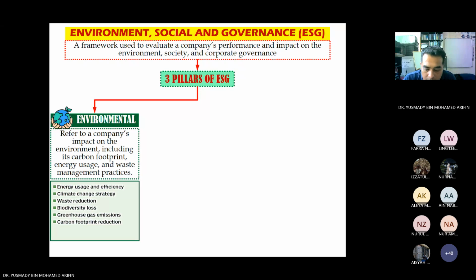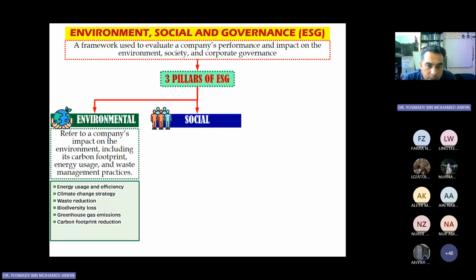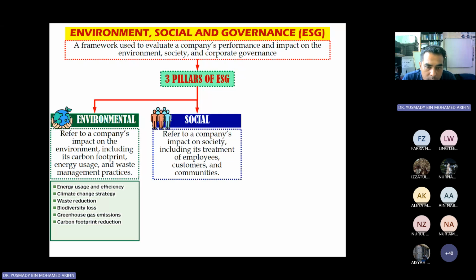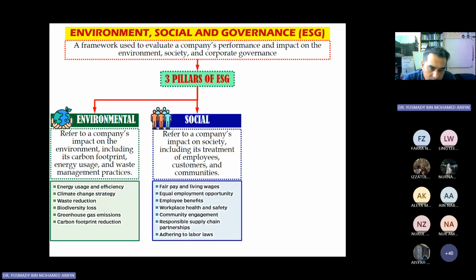Okay. The second pillar involves social, referring to a company's impact on society, including its treatment of employees, customers, and also communities. It involves fair pay and fair living wages, equal employment opportunity, employee benefits, workplace health and safety, community engagement, responsibility, supply chain partnership, adhering to labor laws. So these are under the second pillar.